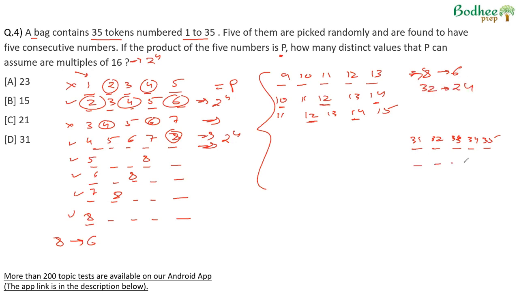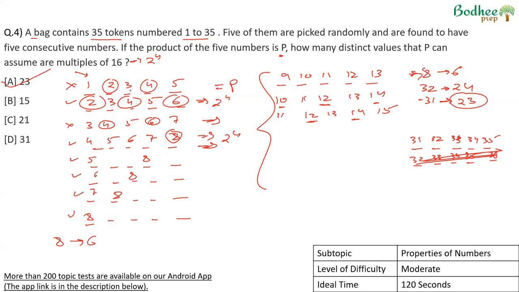But the case where the number starts with 32 is not possible for us because we have tokens only till 35. So, we remove this one case. So, out of numbers starting from 1 to 31, 23 cases will be such that we'll get a product which is a multiple of 16. Hence, A becomes the answer.